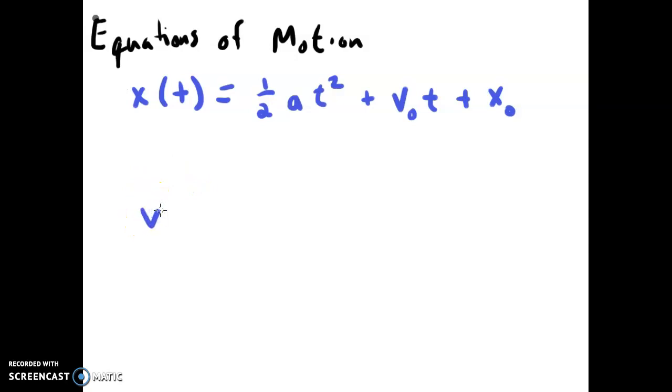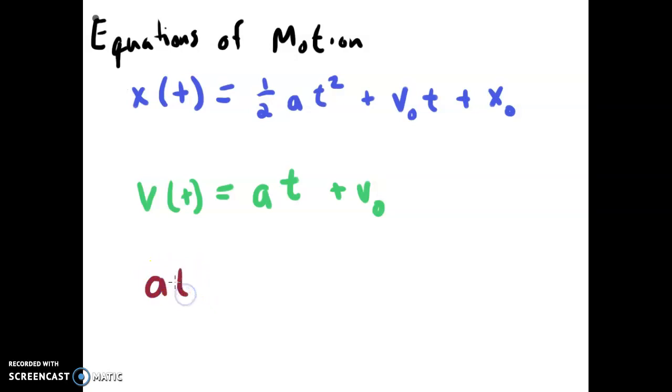Oops, let's change the color on that. There we go. We have our velocity time graph, which is equal to at plus v naught. And then we have our acceleration time graph, which is equal to a.